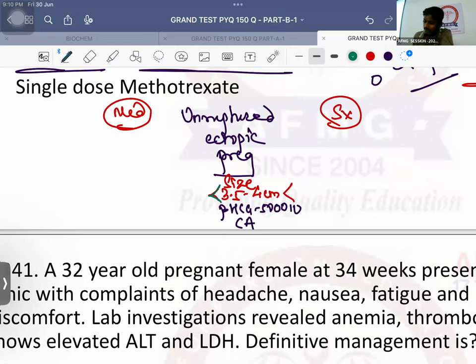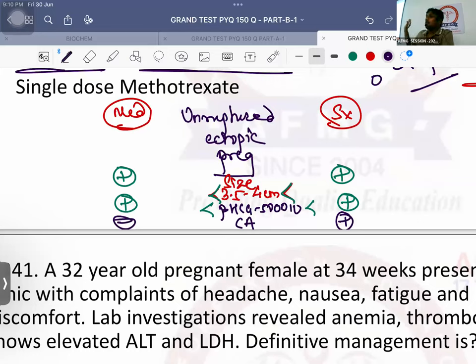If the size is less than 3.5 centimeter, you can go for medical management. The size is more than 4 centimeter, you have to go for surgical management. Beta hCG level less than 5,000 international unit, you will go for medical management. More than 5,000 international unit, you will go for surgical management. If cardiac activity is present, you will go for surgical management. Absent, go for medical management. Bahut common question hai. Criteria pe question FMG mein aa chuka hai. Theek hai, to criteria pucha ja chuka hai. To ye criteria ratta hona chahiye muh zabani.